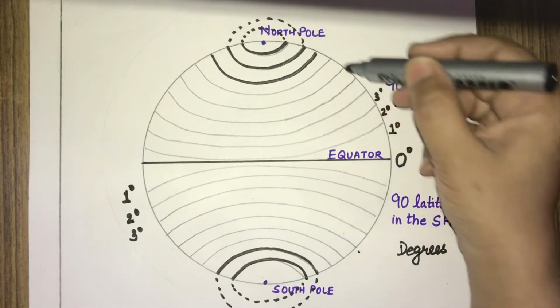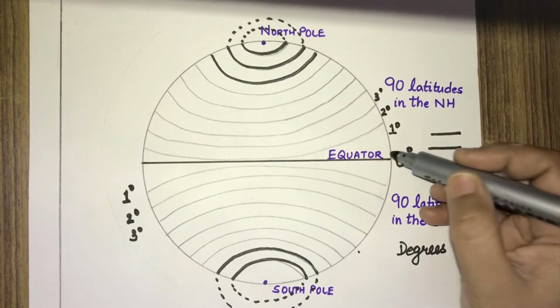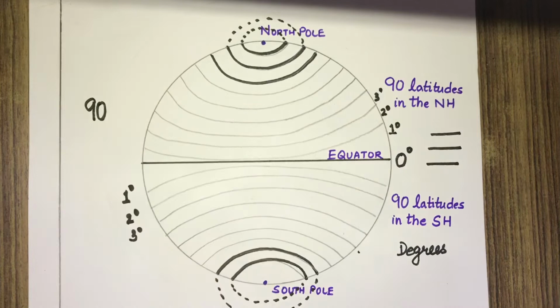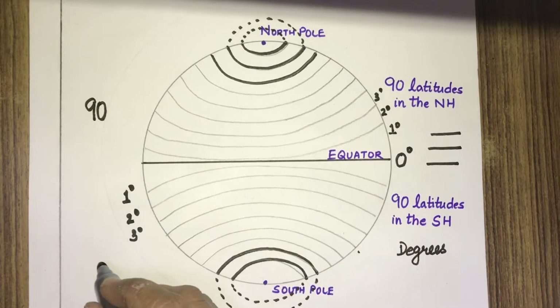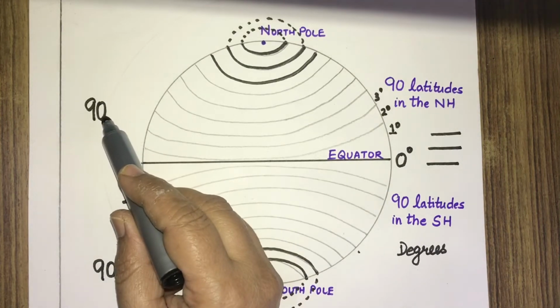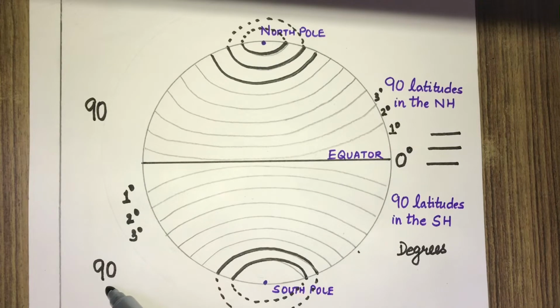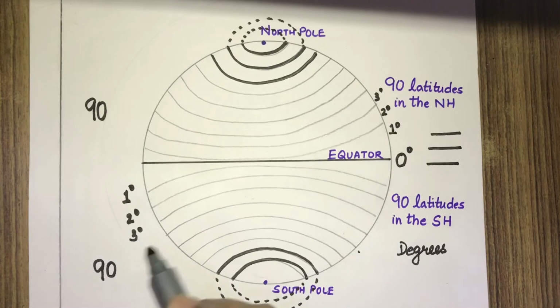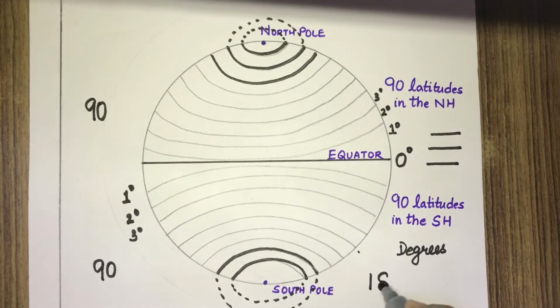Now, how many parallels are there? In the northern hemisphere there are 90 parallels, and in the southern hemisphere also there are 90 parallels. So 90 parallels in the northern and 90 in the southern hemisphere. The total number of parallels or latitudes is 180 in both hemispheres. But we have one parallel for the equator also. So in all there are 181 parallels or latitudes.